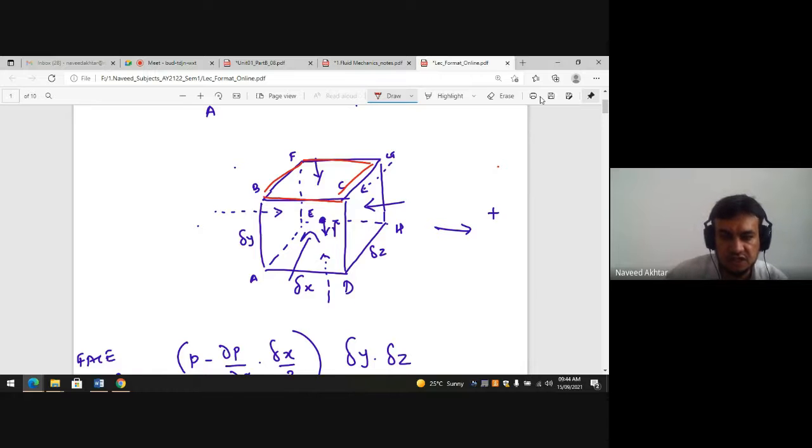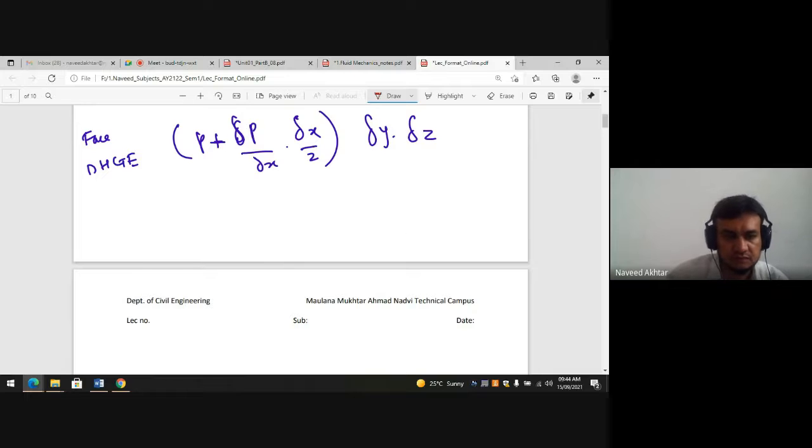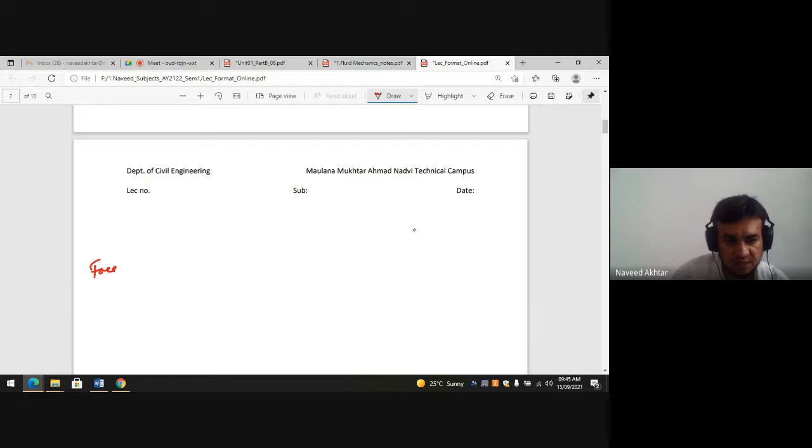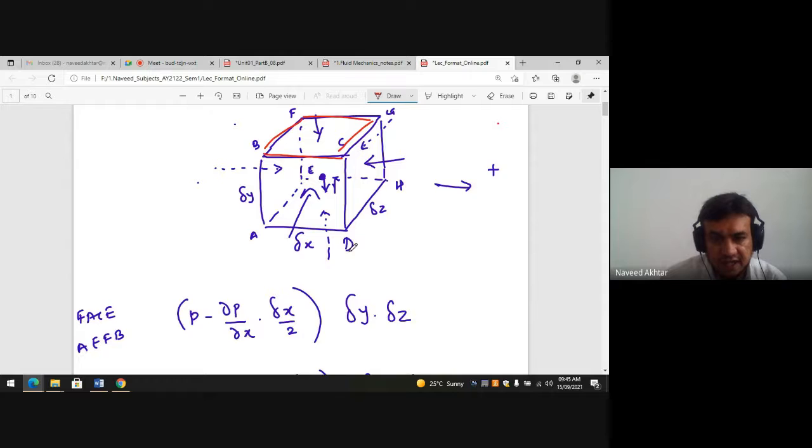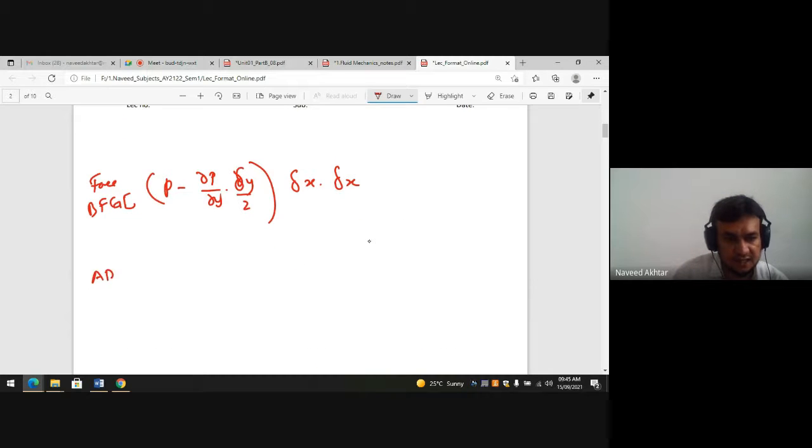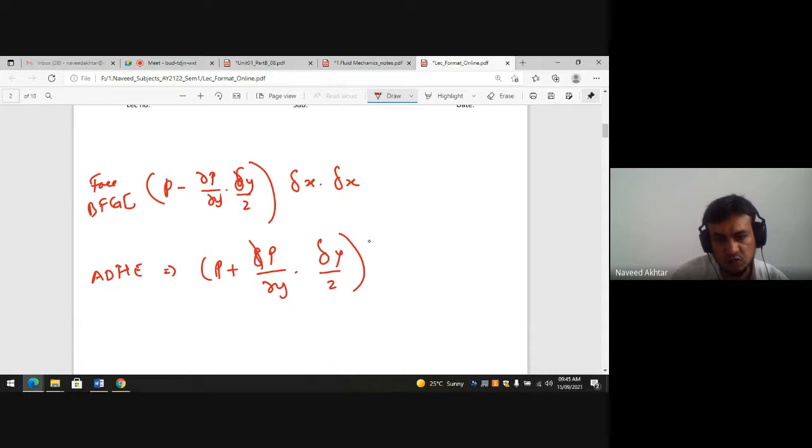Now if you consider this elemental part, face BFGC, here P minus ∂P/∂y into δy by 2 into δx into δz. Similarly, face ADHE will be P plus ∂P/∂y into δy by 2 into δx δz.